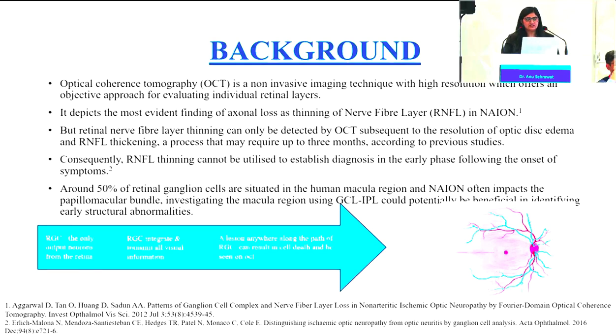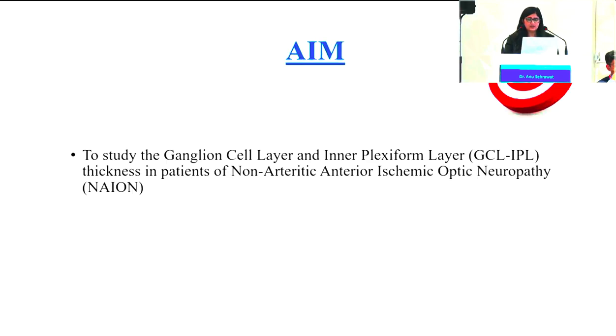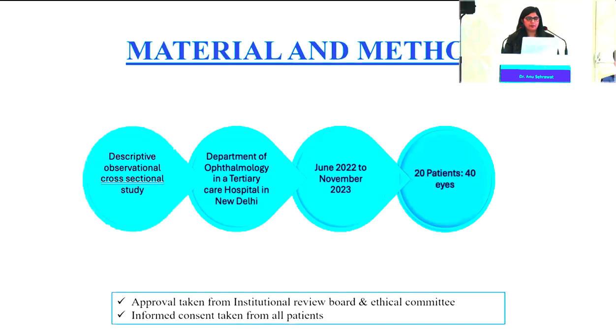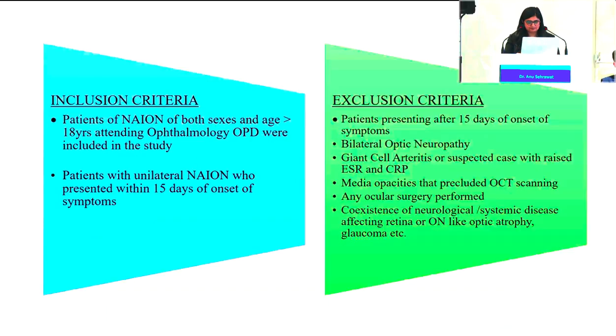Around 50% of the retinal ganglion cells are situated in the human macular region, and NAION often impacts the papillomacular bundle. Investigating the macular region using GC-IPL could potentially be beneficial in identifying early structural abnormalities. So the aim of our study was to study the ganglion cell layer and inner plexiform layer thickness in patients of NAION. We did a descriptive observational cross-sectional study in our tertiary care hospital in New Delhi with 20 patients, and we involved both the eyes of the patients.